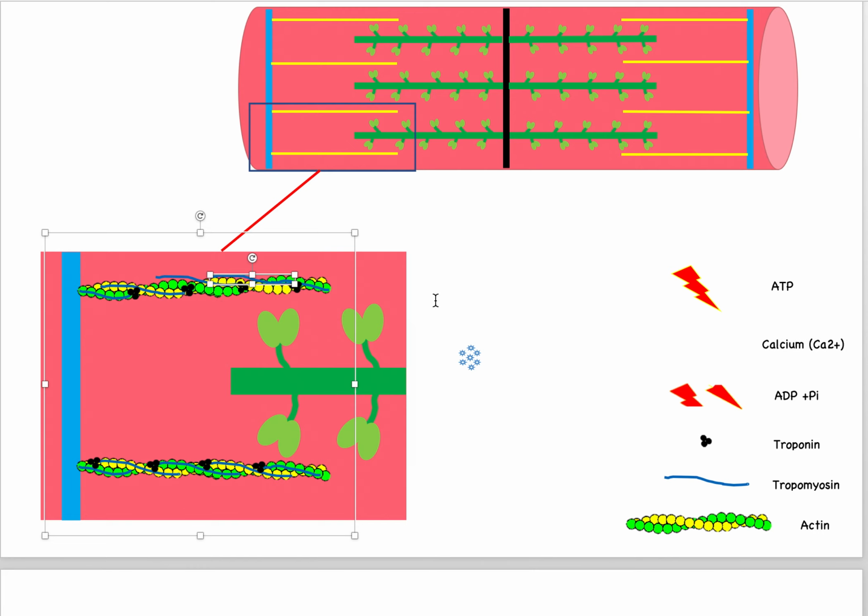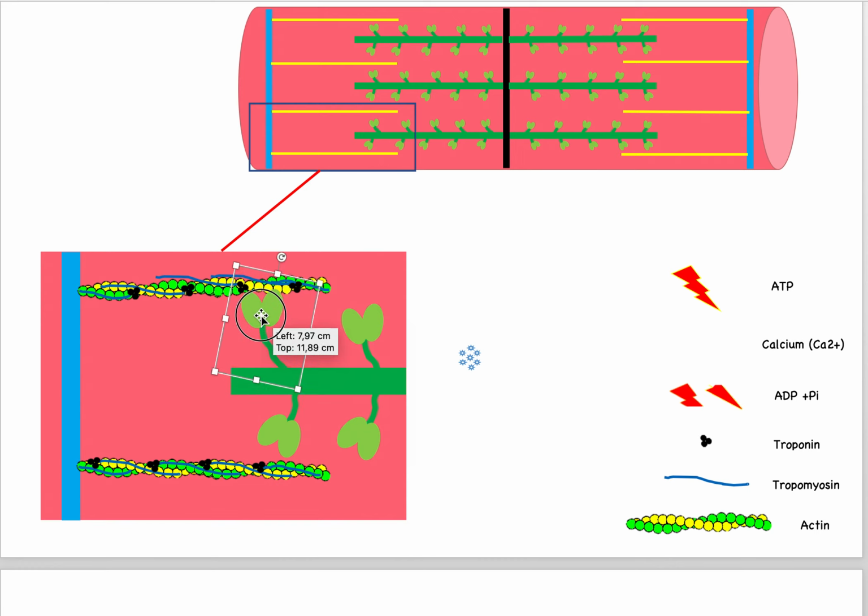So once actin is exposed like this, now we know that these myosin heads can bind. Before, it was trapped, it wasn't open, but now that calcium binds to troponin, causing tropomyosin to move off, these myosin heads can bind. And once they bind, they're like a little hand.